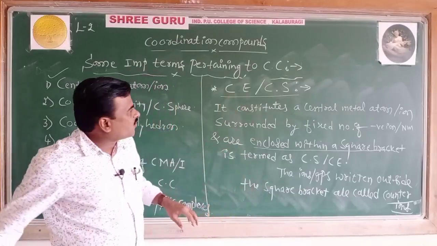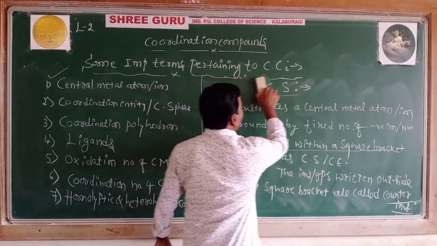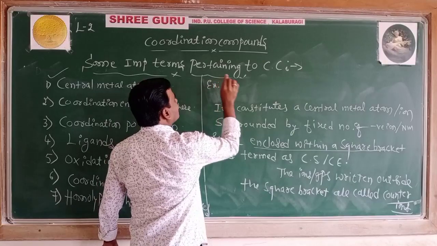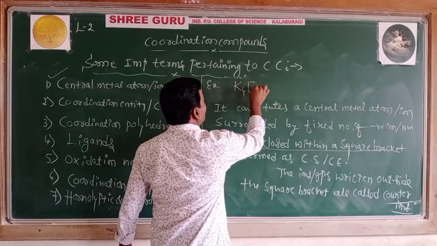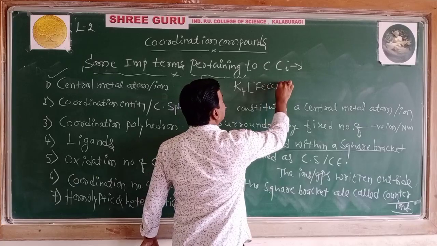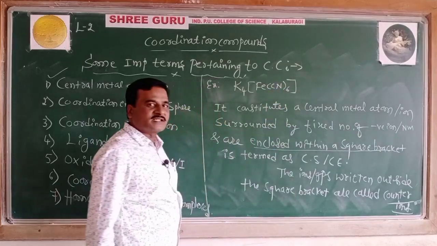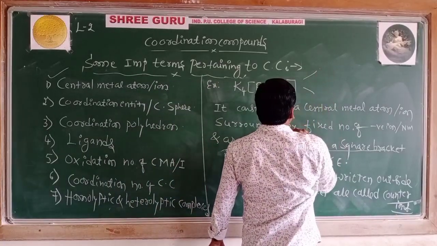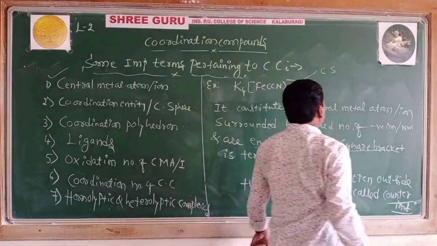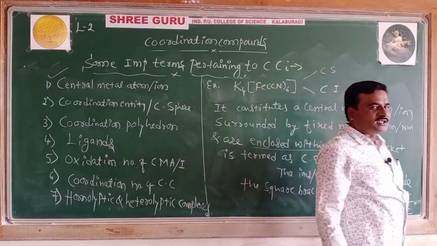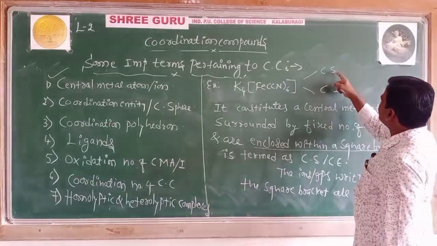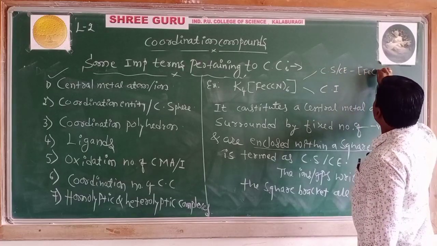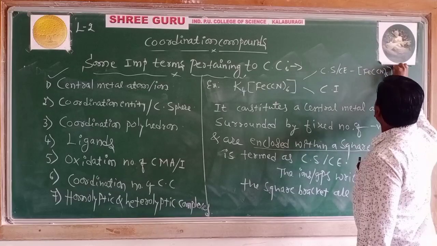Let me take this point with an example. I take a coordination compound K4[Fe(CN)6]. What is the coordination sphere in this? If I write the coordination sphere and counter ion for this complex, the coordination sphere or coordination entity is [Fe(CN)6]4-.